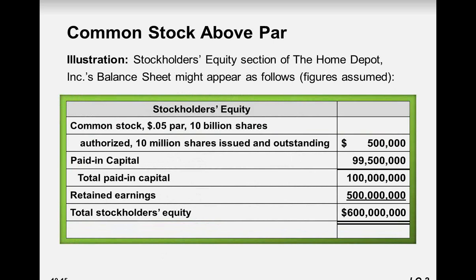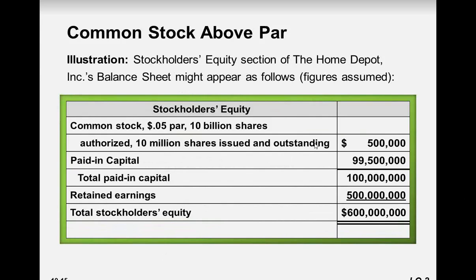So if we wanted to look at how this would appear on the balance sheet, one way it could appear is we have our common stock. We will list the par amount, the 10 million shares that are authorized in our charter, the 10 million shares that we just issued, and the issued shares are outstanding. The outstanding shares are the shares of stock that dividends would be paid on. We add in our paid-in capital to get our total paid-in capital section of the balance sheet.